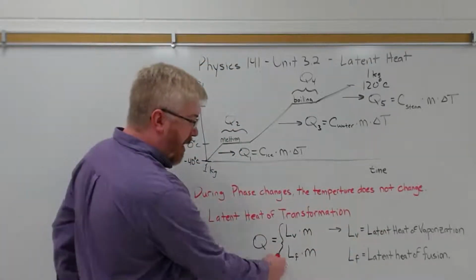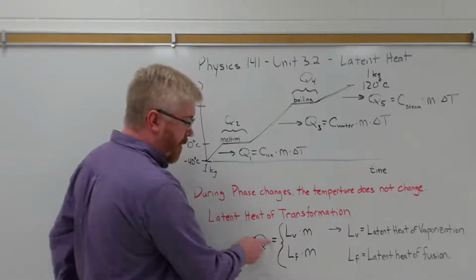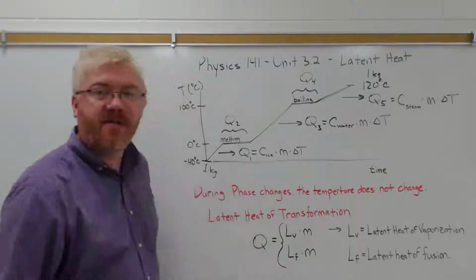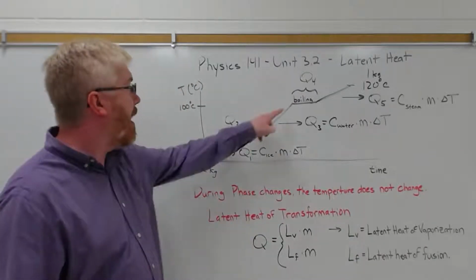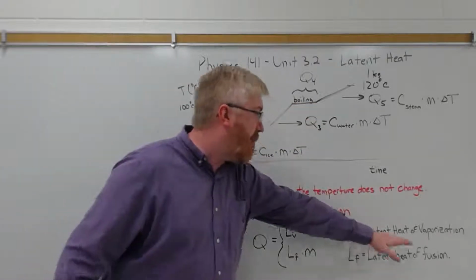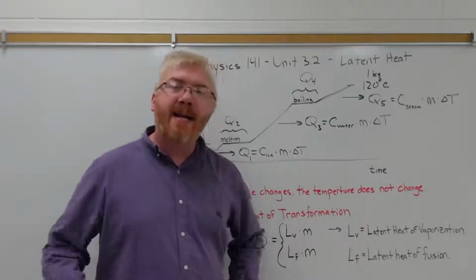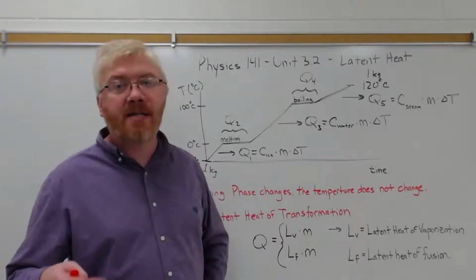So this little thing here means pick one. You can either do this or do that. Q is equal to one of these two relationships: if you're boiling or condensing, use the latent heat of vaporization. If you're melting or freezing, use the latent heat of fusion. And again, heat can be positive or negative. It depends on which way you're going.